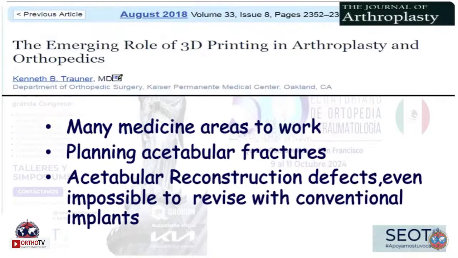The emerging role of 3D printing in arthroplasty and orthopedics is increasing. Right now, some services have their own 3D printing. It's not difficult to have, and it is used for acetabular reconstruction in fractures. And right now, we're using it for acetabular reconstruction in defects that are even impossible to revise with conventional implants.